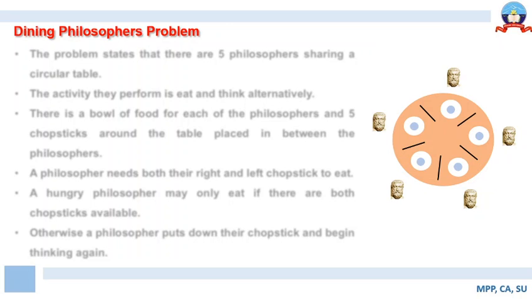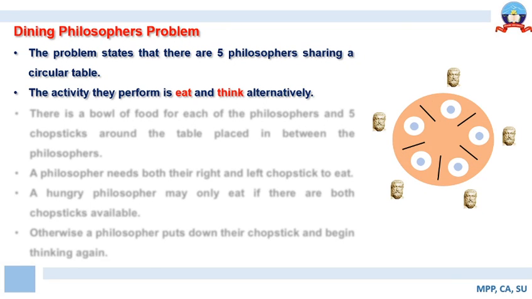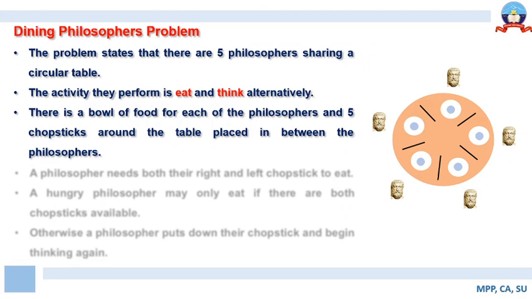So let us try to understand the problem in detail. The problem states that there are five philosophers sharing a circular table. The activity that a philosopher performs is eat and think alternatively. So, a philosopher can perform the eat or think operation. There is a bowl of food for each of the philosophers and five chopsticks around the table placed in between the philosophers.